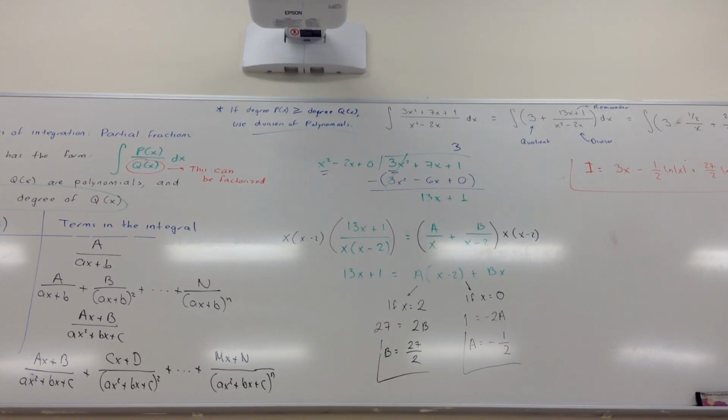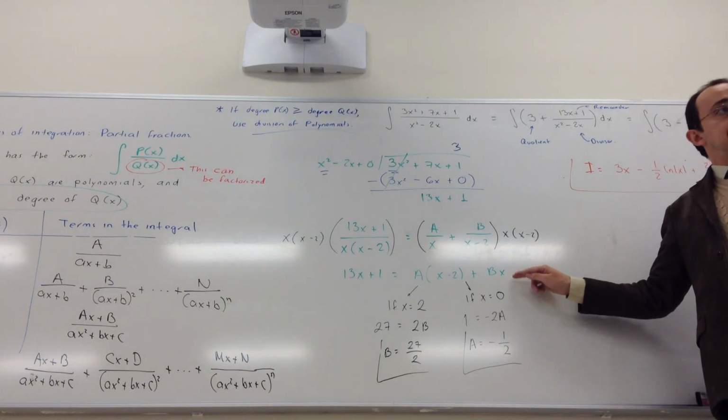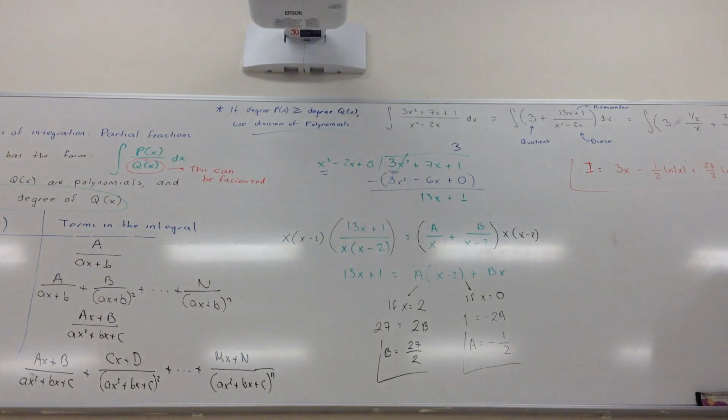Says the 0 is for the x, right? Sorry, what? The 0 is... Yeah, it's because of the x. Good. Questions?